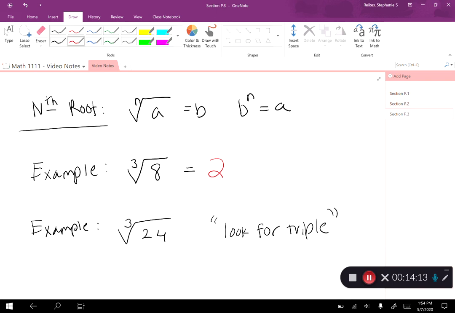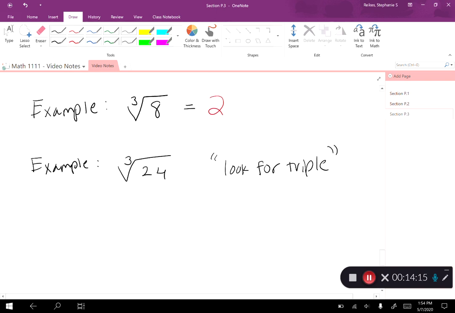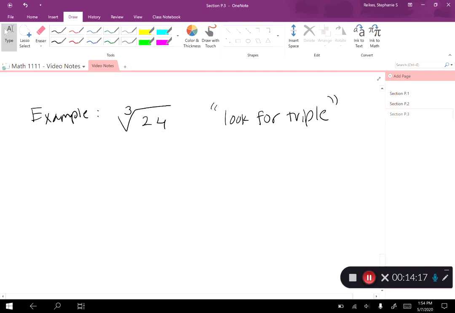Alright, let's look at the tree method with the cube root. So before, when we did square root, we were looking for pairs to take out of the square root symbol. This time with the cube root, we're going to look for triplets or triples to take out of the radical symbol. So let's look at 24, same tree as we did before. So that's 2 and 12, 2 and 6, 2 and 3.